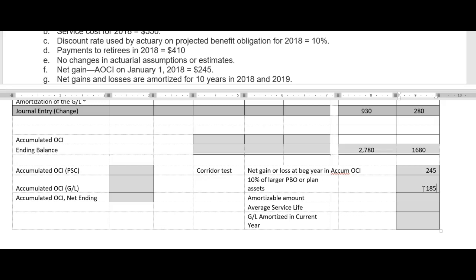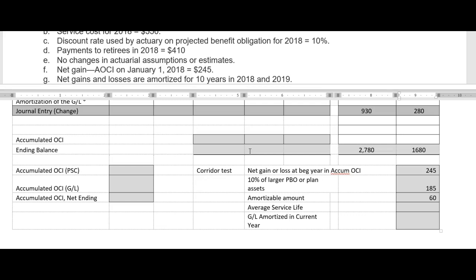Now, ask yourself, is our gain or loss greater than 185? If the answer is yes, we get to subtract the two. That's the amortizable amount of the accumulated OCI at this point, those gains or losses. And so we take 245 minus the 185, and that gives me 60. That's the amount we're allowed to amortize at this point in time. That does change each year based on balances.